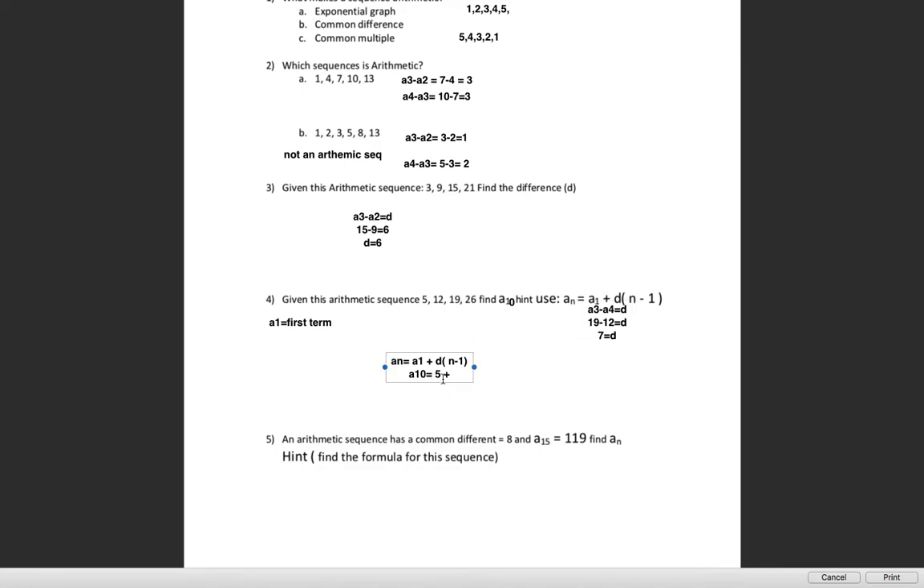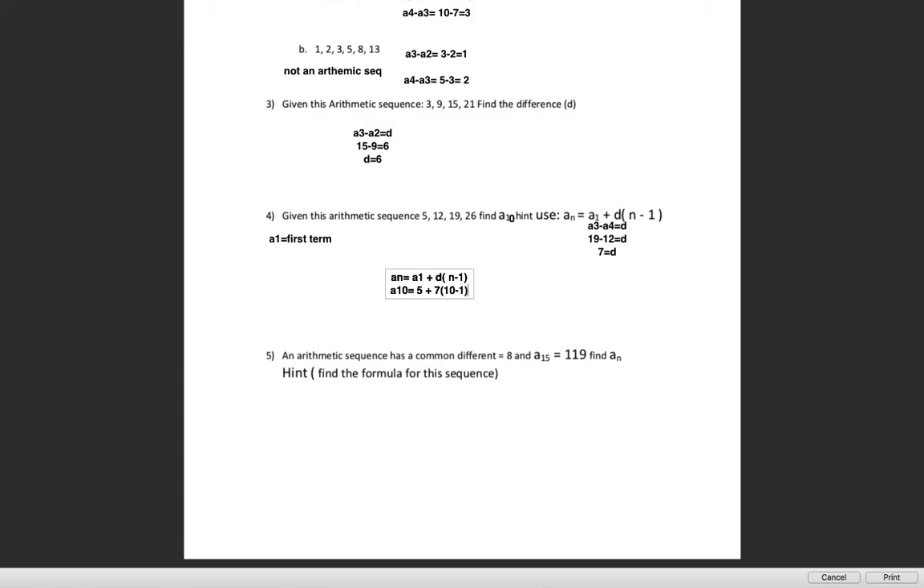So we can plug that in right here: 7, bracket n. Well, we're looking at a10, so our n is 10. We're going to take away 1. All right, now our next step is to just plug and play. We don't know a10 yet, so we're just going to leave it.